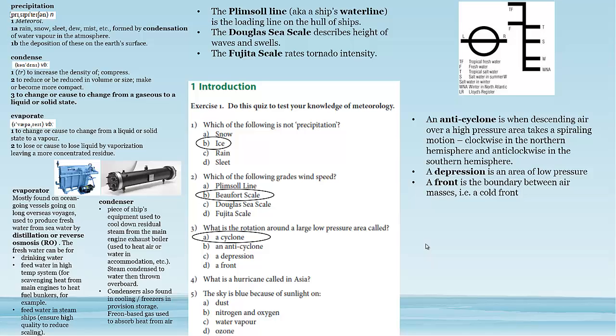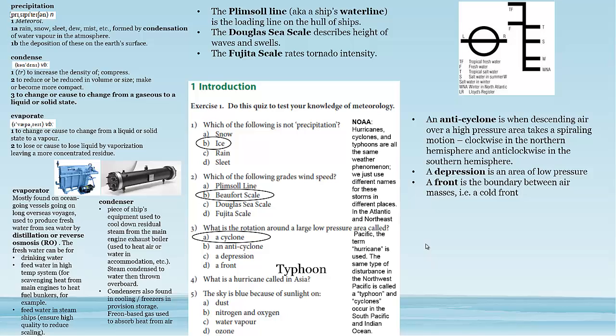Okay, so what is a hurricane called in Asia? Well, typhoon. And I went to NOAA, which is sort of like the NASA of America. It's the National Oceanic and Atmospheric Administration, just called NOAA. They're the American version of what's known in Britain as the Met, the Meteorological Service, where you get your weather reports. In America, you get your maritime, marine forecasts from NOAA. And NOAA is saying that hurricanes and cyclones and typhoons are all the same basic thing, right? We just use different names for these storms in different places.